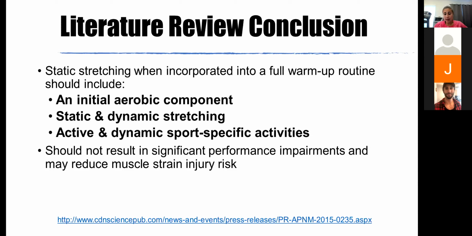Again, if you were to add the static stretching at the middle part here, after that aerobic warm-up, then we shouldn't see much of a performance impairment. Okay, and we'll probably see a decrease in injury risk, and that's very important. And again, especially if you're stressed or really tired, you will be putting yourself at a higher risk for injury. So it is important to include a thorough warm-up.